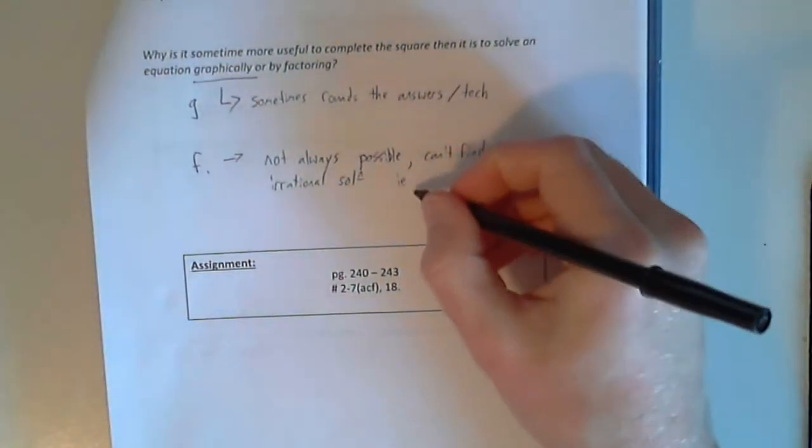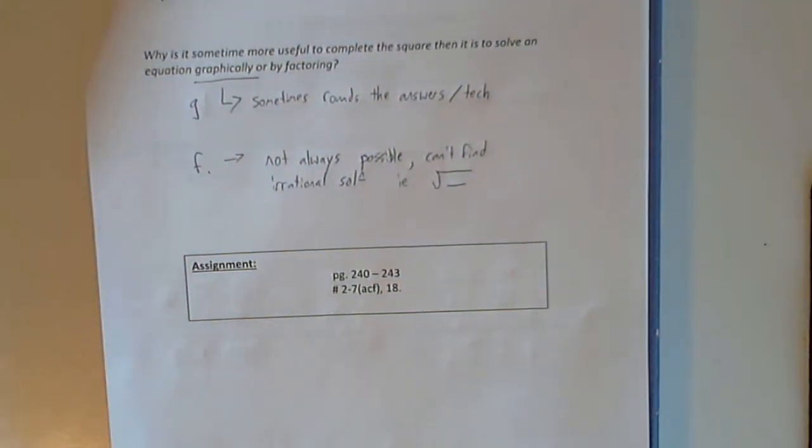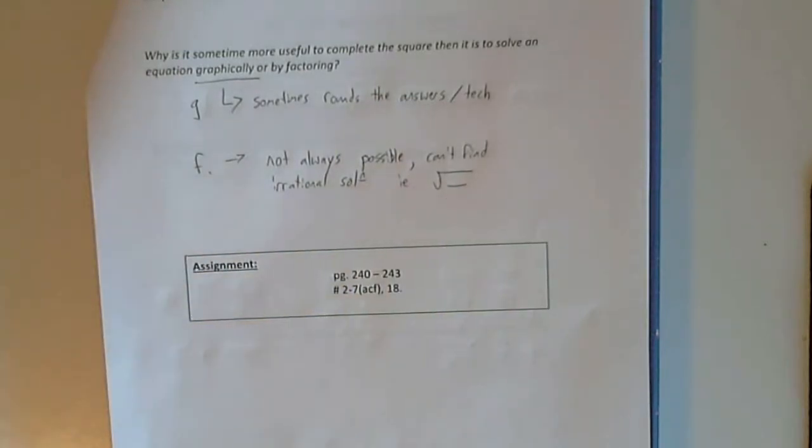i.e. square root of anything. So if you still have something stuck in the square root where it doesn't turn into a whole number, then that's going to be an irrational number, and you will not be able to find those solutions through factoring. So factoring is a good algebraic way of finding solutions. It's faster than completing the square probably, but it doesn't always work. So it's a bit inconclusive.